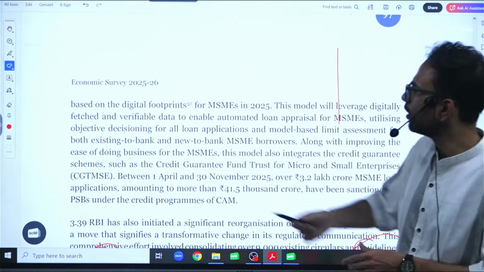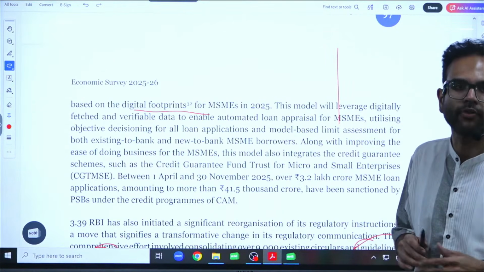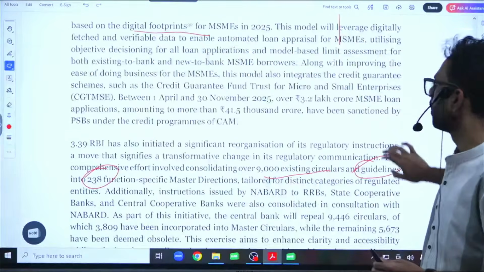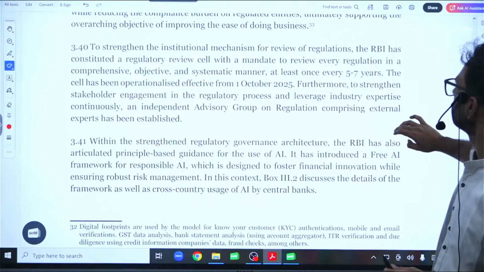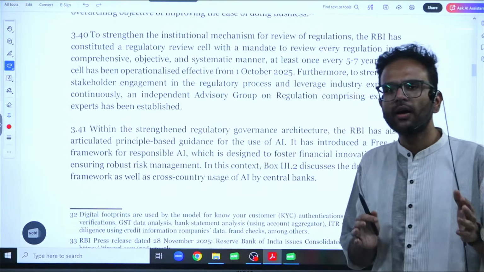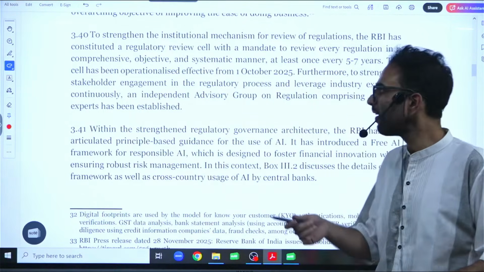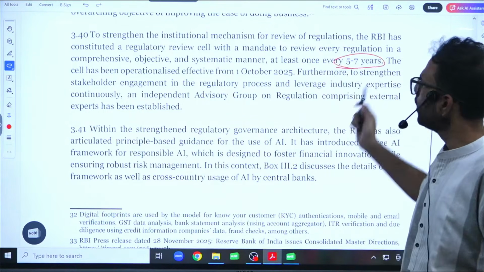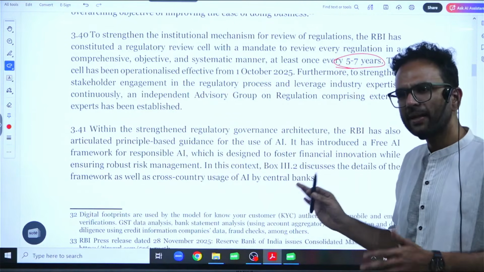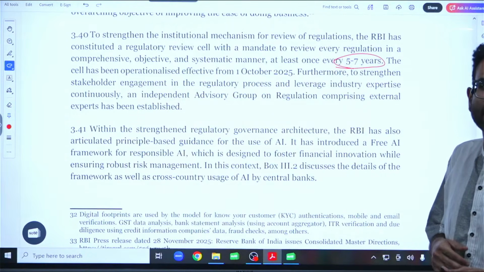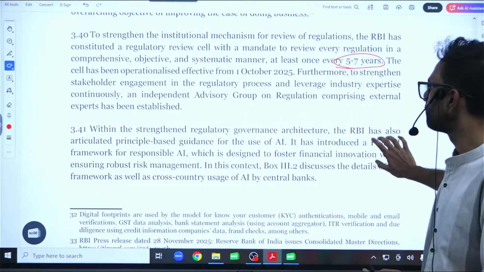So how are they doing it? Via digital footprint. What are these digital footprints? Not important. Next up. One more thing is RBI decided that every initiative that we take should be reviewed once in 5 to 7 years. Why? If something is not working, we'll have to revamp it. They made it a part of the framework for regulation. That becomes a process, even when the next governors come.